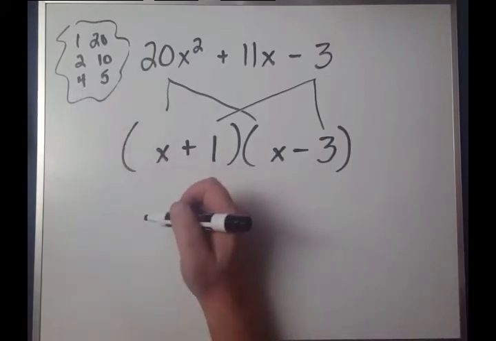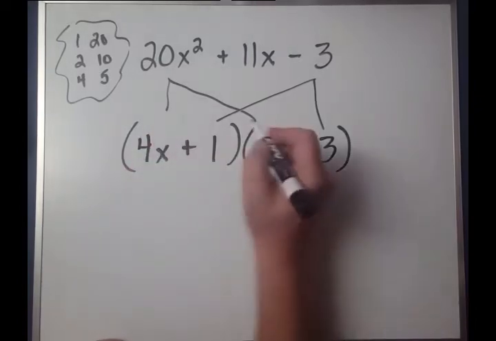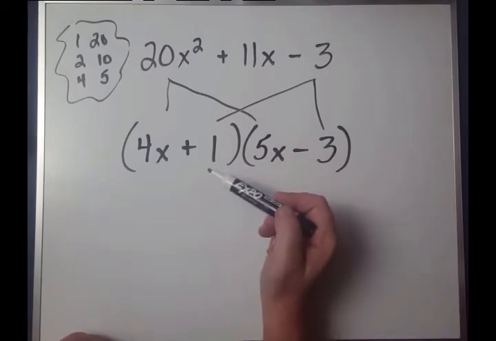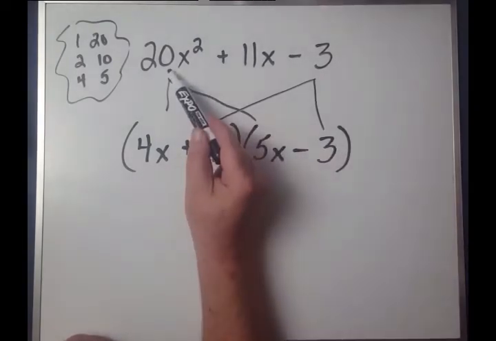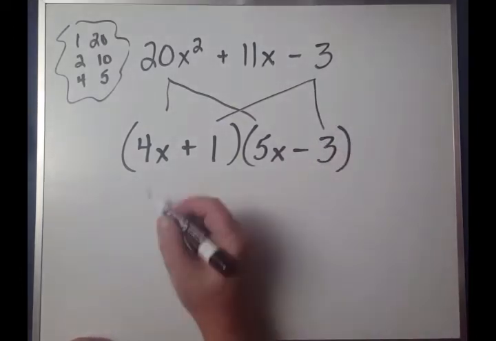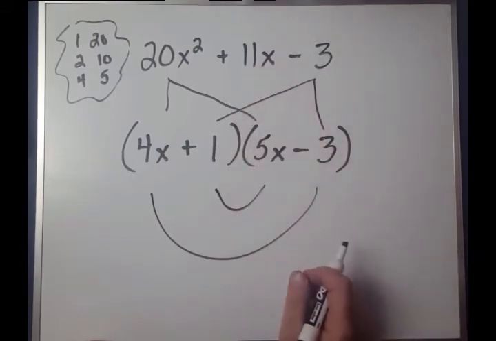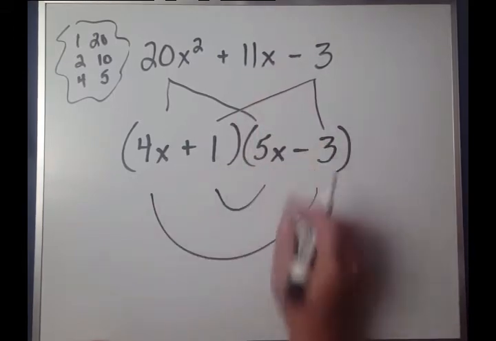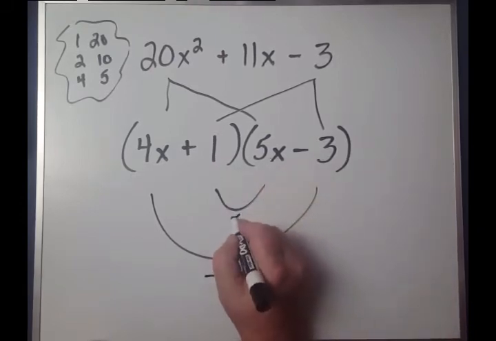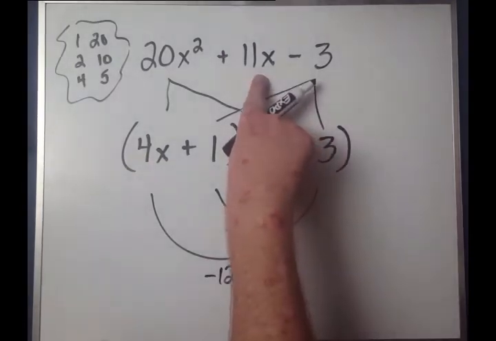Let's try the 4 and the 5. 4x and 5x. So what do I know is correct so far? That if I multiply this out, I'll get the right first term, I'll get the right last term. But what's in question? Do the outside and inside give me that 11x back? Well, let's see. The outside, watch your signs, minus 12x. The inside, plus 5x. A total of negative 7x. That doesn't work.